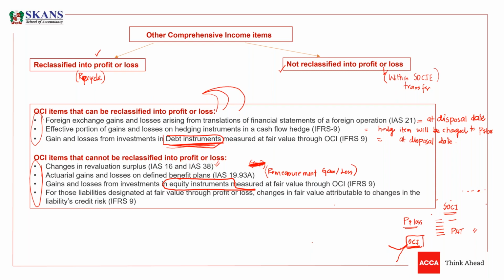So these are the items that you need to keep in mind. These items are OCI items. When they arise, they will be charged to OCI. But at some point in the future, some will be recycled, and these are the items that will not be recycled. They can be transferred within the statement of changes in equity, obviously at their disposal date, but you can't recycle towards P&L.